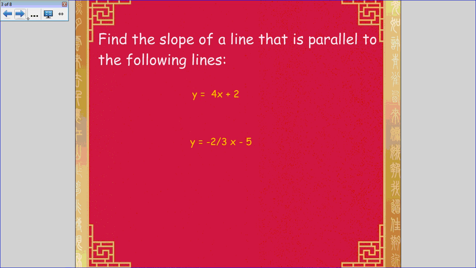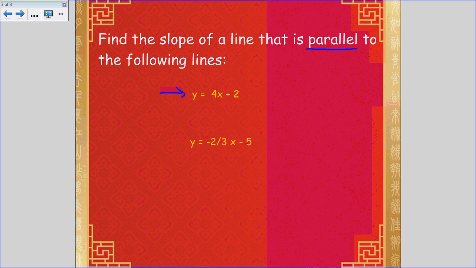Okay, so if we know that parallel lines have the same slope, let's look at these examples. It says to find the slope of a line that is parallel to the following lines. Okay, well, if we look at the first one, we need to know its slope to be able to find a line that is parallel. And remember, parallel lines have the same slope, okay?